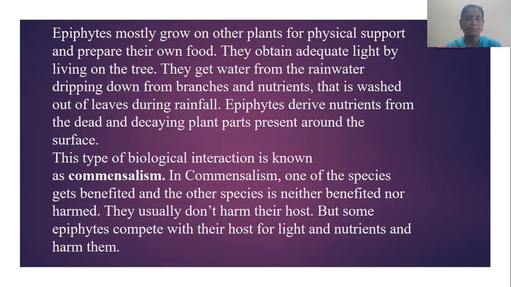Epiphytes mostly grow on other plants for physical support and prepare their own food. They obtain adequate light while living on the tree. They get water from the rainwater dropping down from branches, and nutrients that are washed out of leaves during rainfall. Epiphytes derive nutrients from the dead and decaying plant parts present around the surface.